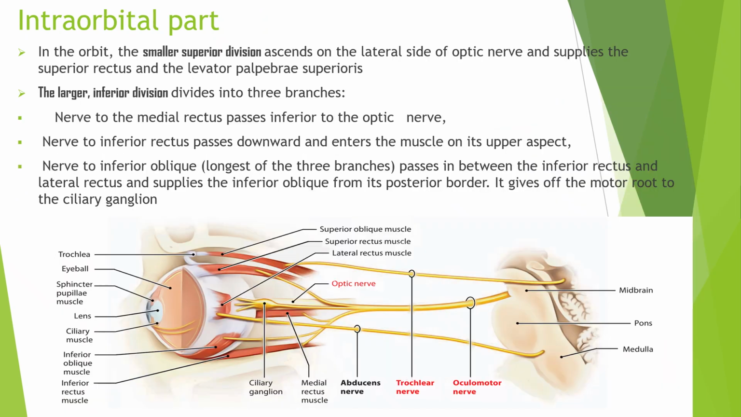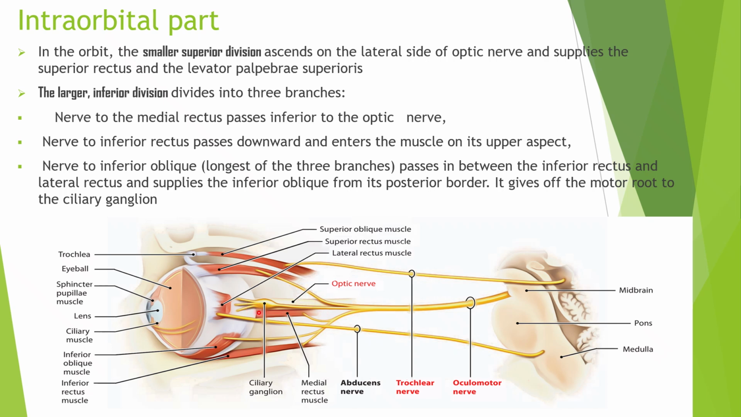In the intraorbital part, in the orbit, this is the smaller superior division. It ascends on the lateral side of the optic nerve and supplies the superior rectus and the LPS muscle. And the larger inferior division divides into three branches.